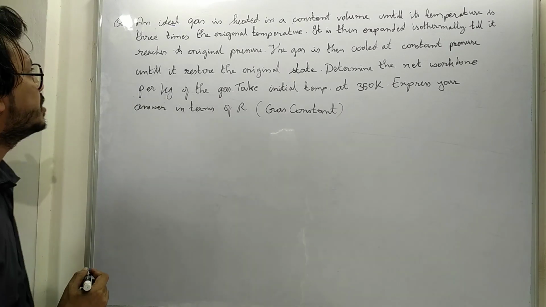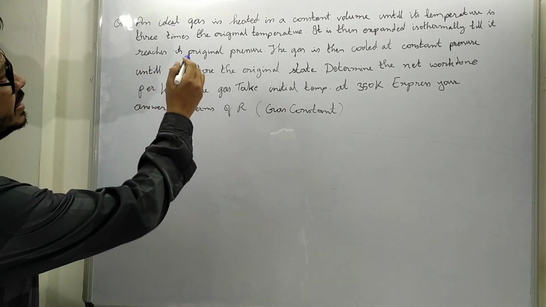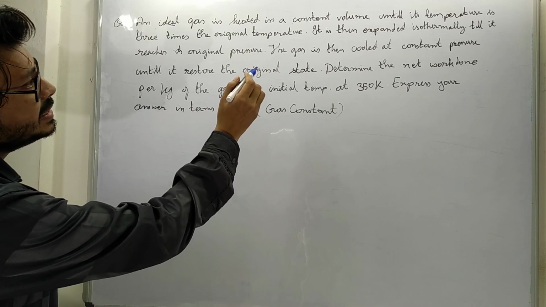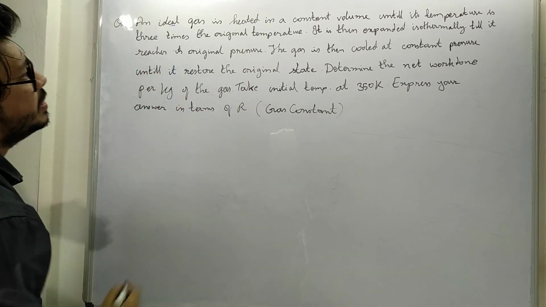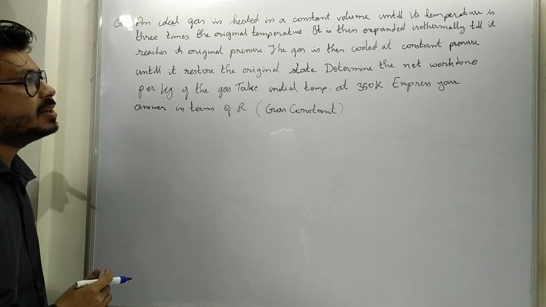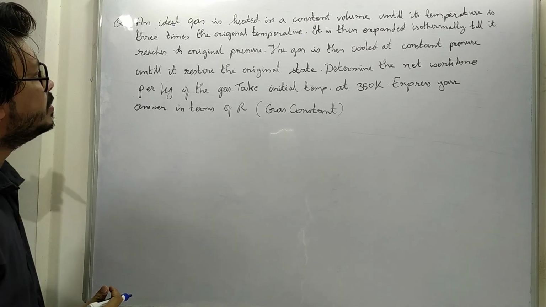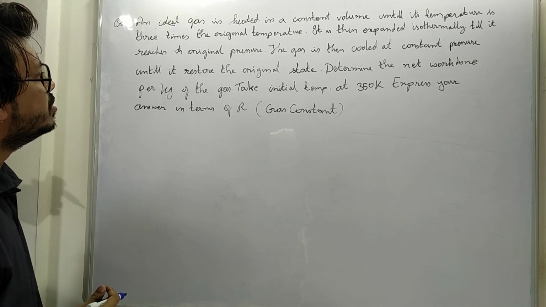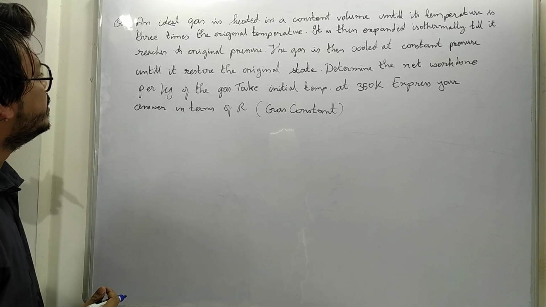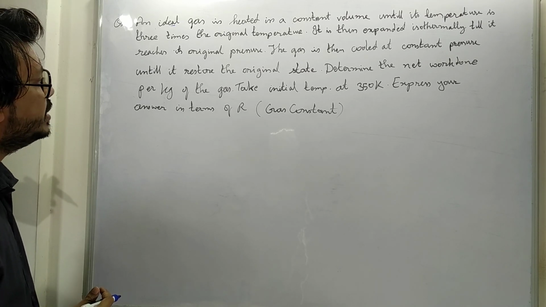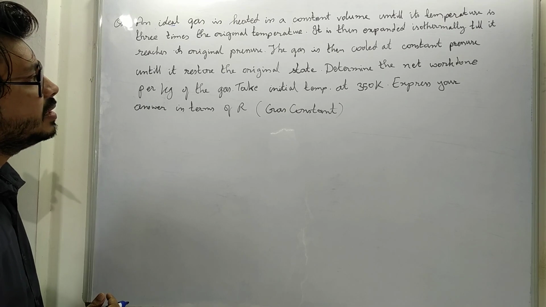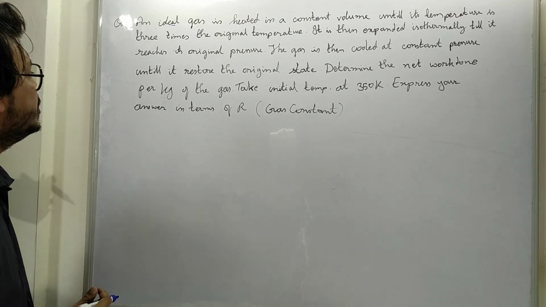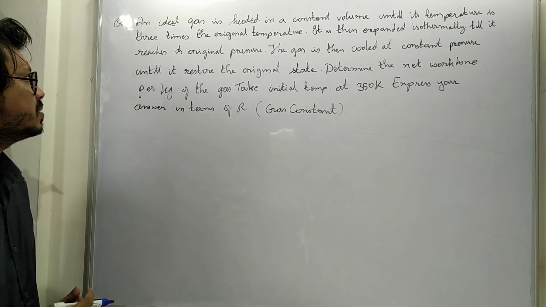Now let us see this question. An ideal gas is heated in a constant volume until its temperature is 3 times the original temperature. It is then expanded isothermally till it reaches its original pressure. The gas is then cooled at constant pressure until it restored the original state. Determine the net work done per kg of the gas. Take initial temperature at 350 Kelvin. Express your answer in terms of R, the gas constant.